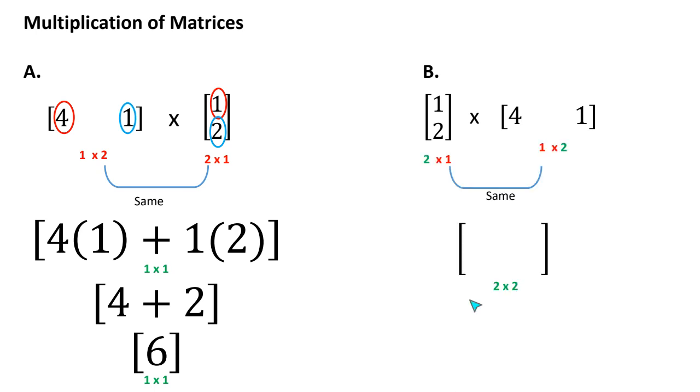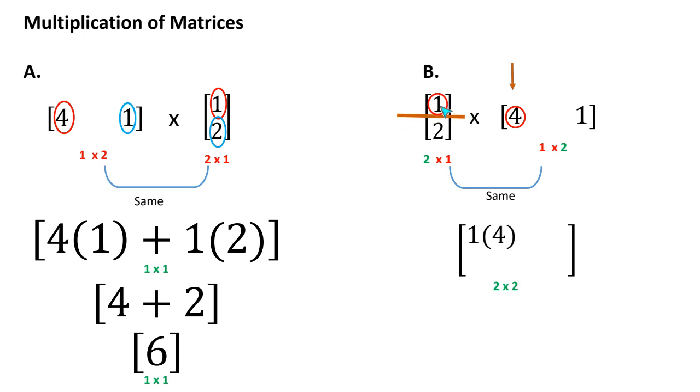Okay, let's check the second one. You have 2 rows and 1 column. This has 1 row and 2 columns. The inside numbers, they're the same. That means yes, we can multiply. And the outside numbers is how big the matrix is going to be. So how are we going to multiply? We're going to take the first row.